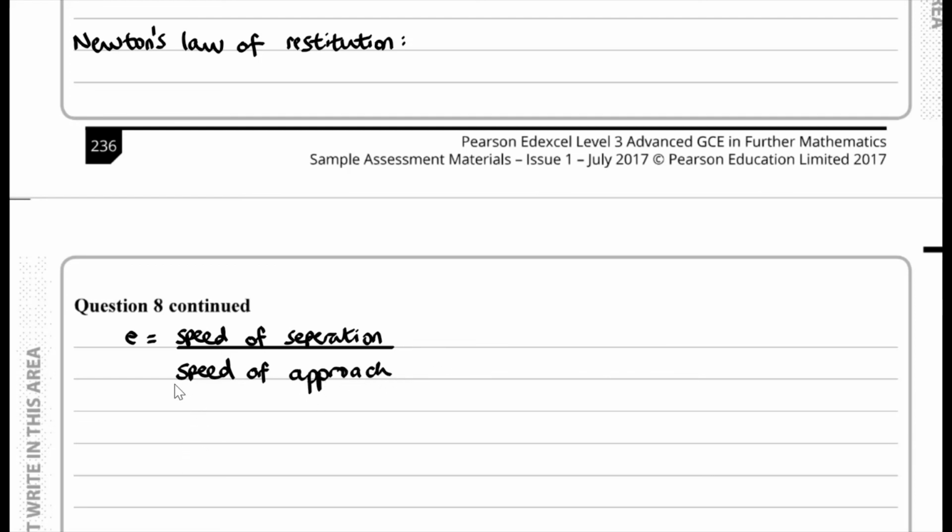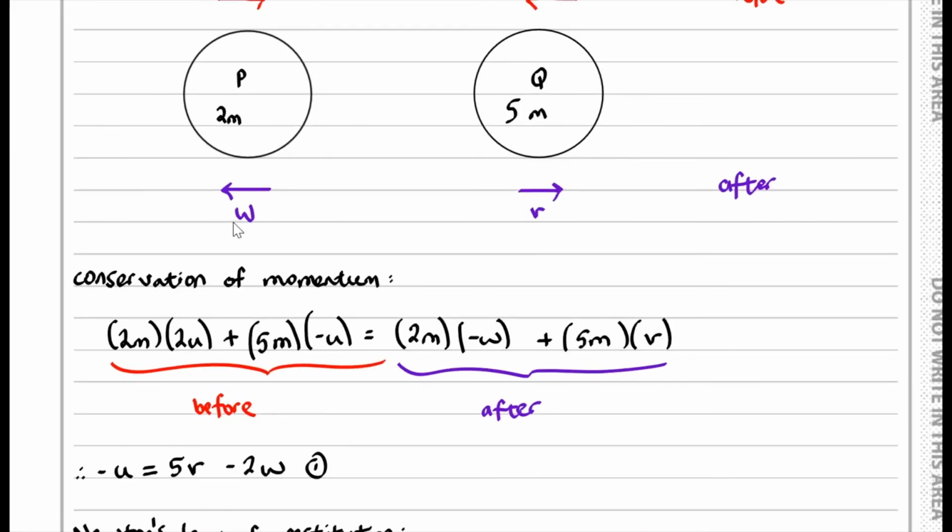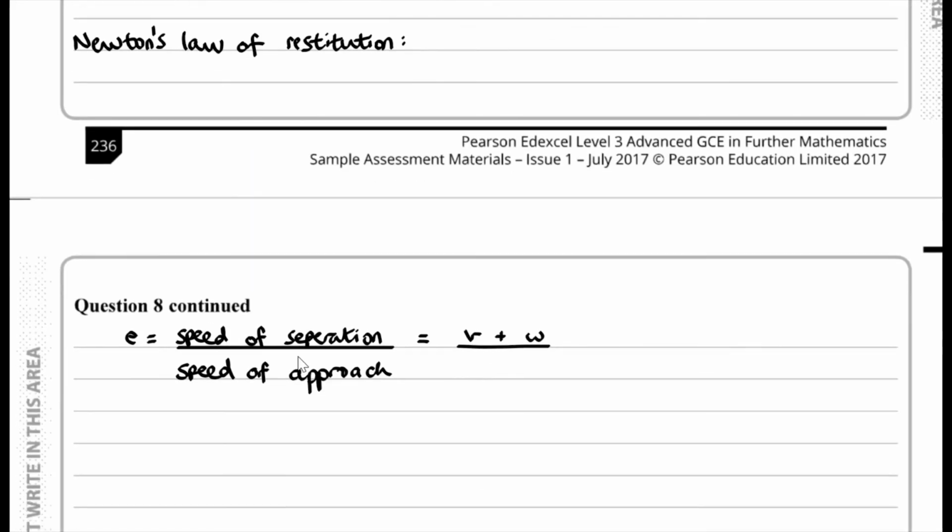And therefore, we know that the coefficient of restitution is E. So we have over here E, which is equal to V plus W, and that's the speed at which they're separating. If you go back to the diagram, you can see the speed at which they're separating is V minus W, which is V plus W, and they're approaching each other at 2u plus u. And therefore you can see over here 3eu is equal to V plus W. We'll call this equation 2.